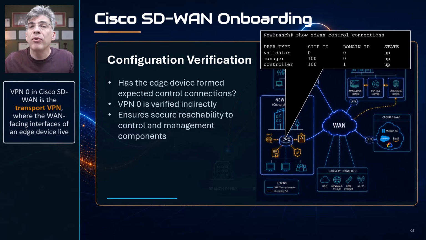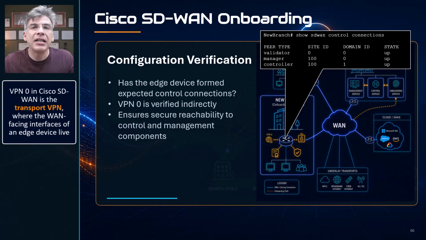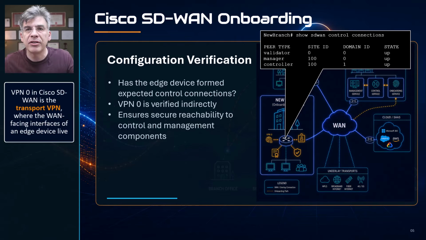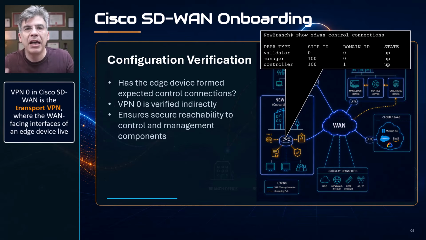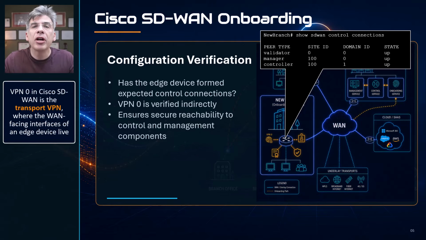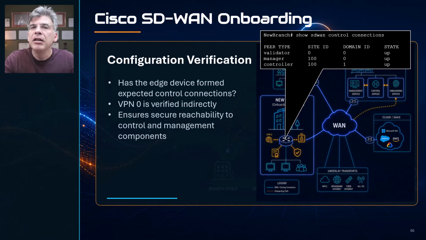Now, VPN 0 is important because this is the transport side of the SD-WAN device for Cisco SD-WAN implementations. It's the part of the router that connects to MPLS, internet, broadband, 4G, 5G, or whatever other underlay transports are being used. There's no need to understand it fully here, but we'll address it later on in the series.